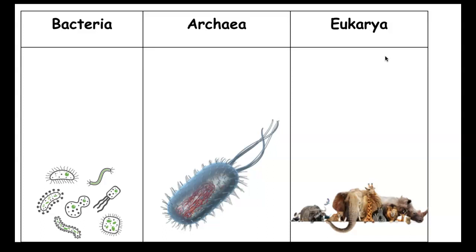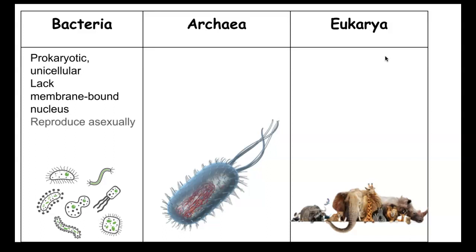So when we're talking about the different domains, we have to know a little bit about each one. So bacteria are what we call prokaryotic, which means that they are single-celled or unicellular. There's one cell within each bacteria. They do not have a membrane-bound nucleus, so that means that the nucleus that they have has no membrane around it. And they usually use asexual reproduction, which means that they normally just split into 2, and then those 2 split into 4, and then those 4 split into 8, and so on.